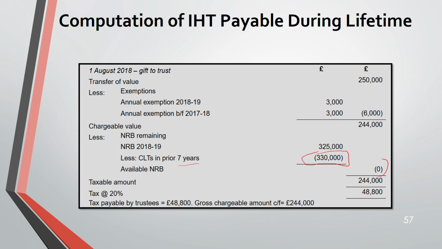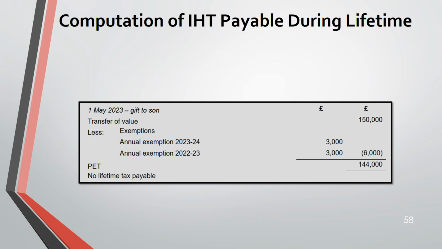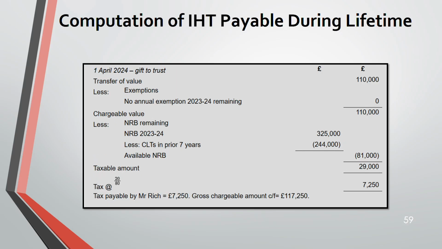it's more than the nil rate band, so you have no nil rate band available. Get it taxed. Trustee is paying, so just this tax, enough. Your gross chargeable amount will be this only. Okay, carry it forward. Now moving on to the third, it is a PET, gift to son, no issue. The last gift, again gift to trust. The impact will fall here.